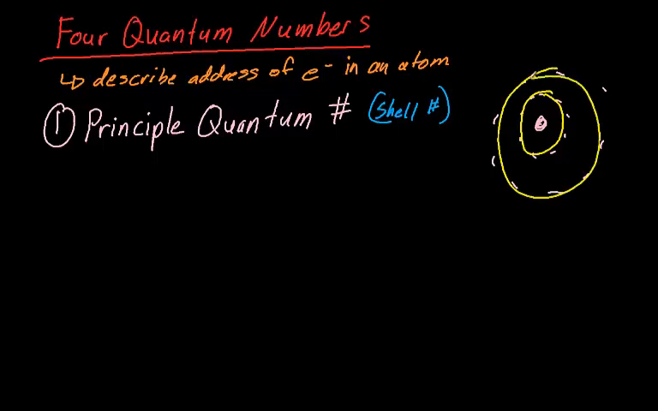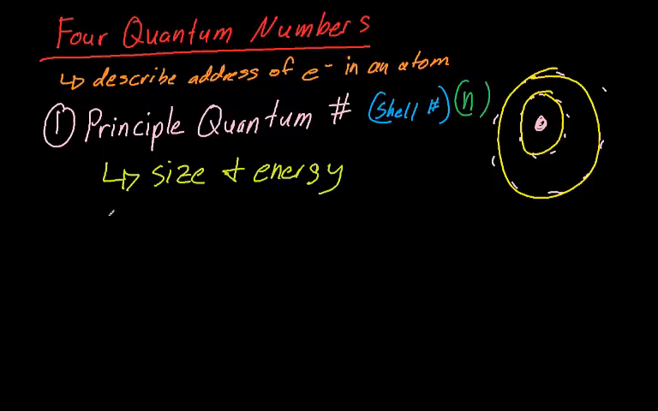So it's important as you go through all these numbers to know what they're referring to in your different conceptions of the model. And so the number used to represent this is n, a little lowercase n. And so the principal quantum number is related to the size and energy of the electron, and it designates the energy level.